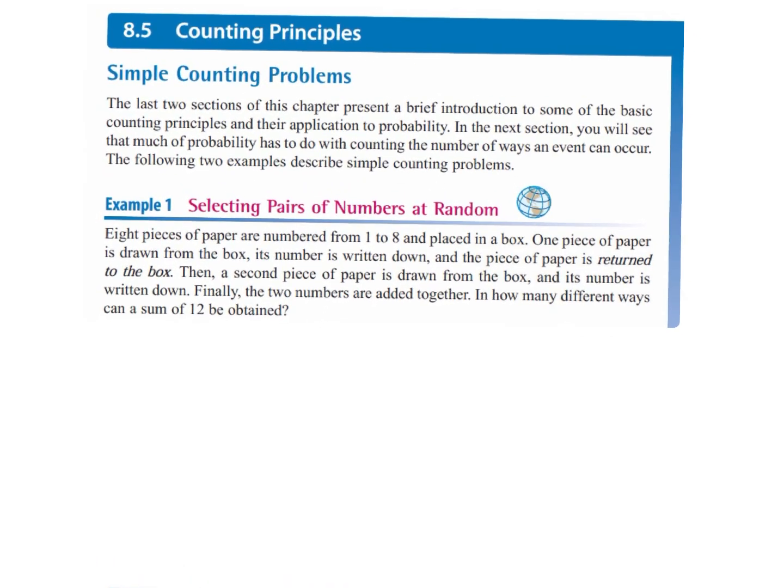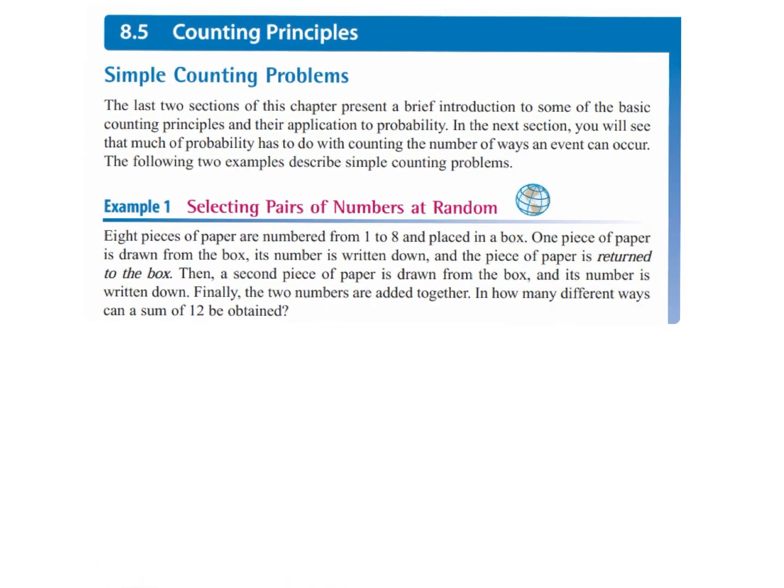If you read this first question, it says 8 pieces of paper are numbered from 1 to 8 and placed in a box. One piece of paper is drawn from the box, the number is written down, and the piece of paper is returned to the box. Then a second piece of paper is drawn from the box, and its number is written down. Finally, the two numbers are added together. How many different ways can a sum of 12 be obtained?